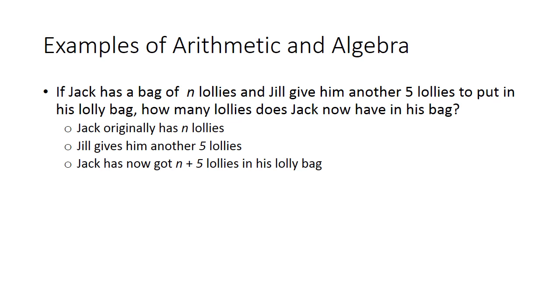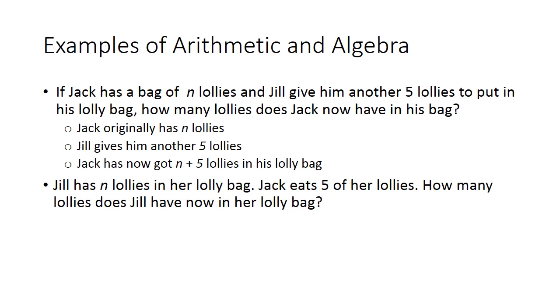This is the answer, and you've got to understand that you're not looking for a number to get to the answer. You're looking for what's called an equation or a term that will give you an idea of how many lollies there are. So it's N, that was the starting number, plus 5, and that's the answer.